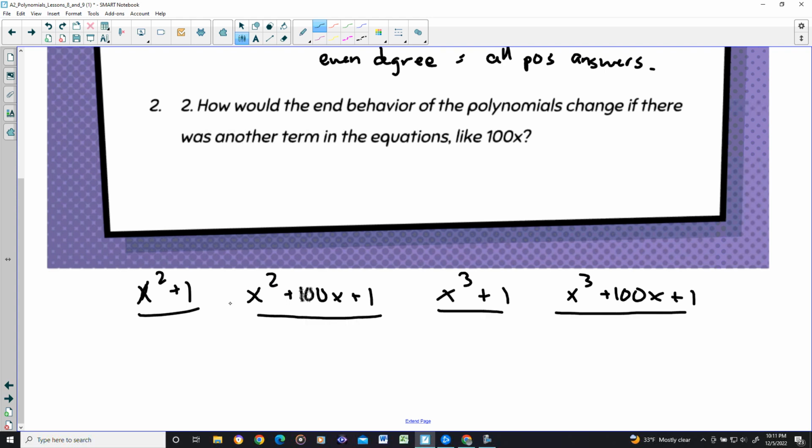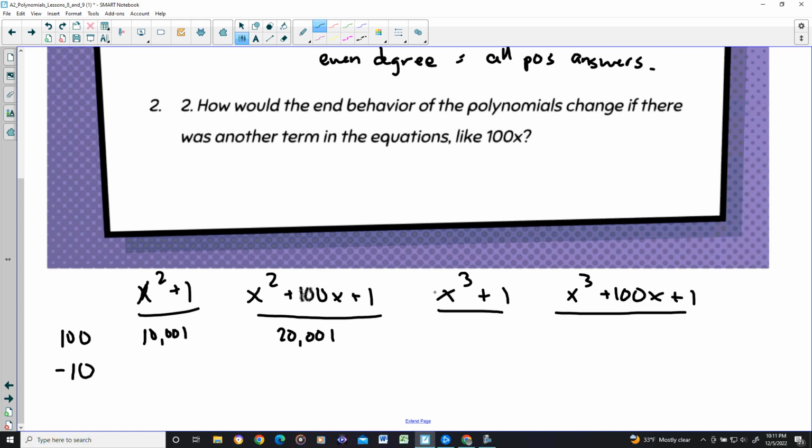And let's pick two numbers to plug in. Let's do 100, and let's do even negative 10. Okay. So do you remember what some of these were? 100 squared is 10,000 plus 1, so that's 10,001. But what's going to change if I add 100x? If I add 100x, well, that's going to add 100 times 100. That's going to add another 10,000. Now it's 20,001. So that number is still going to be positive.